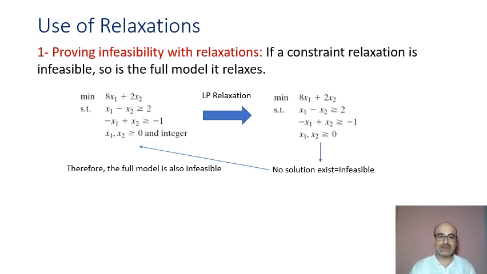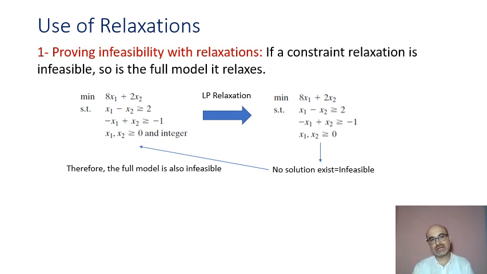So let's have a look at this example. This is a minimization problem with two constraints, where x1 and x2 are integers. This is a small model, of course, and it's easy to solve, but consider a larger version of this problem. Since it contains integer variables, the solution is very difficult and will take a lot of time. So what can we do?